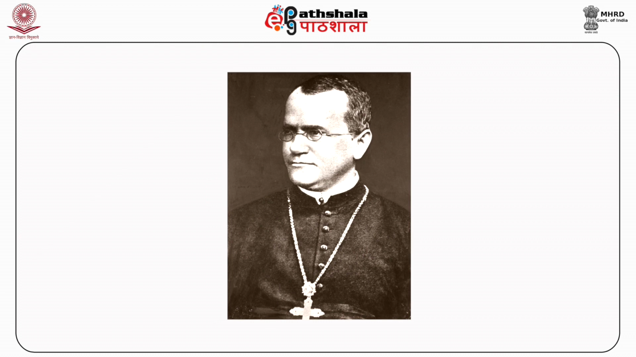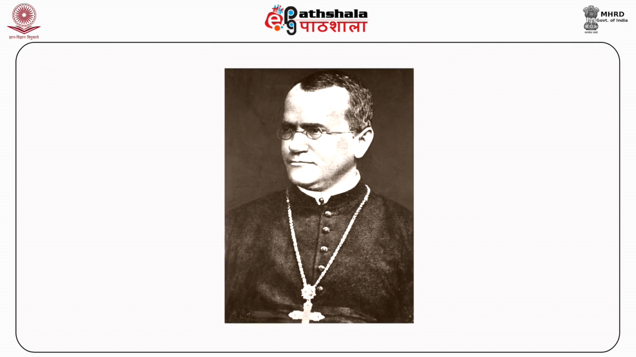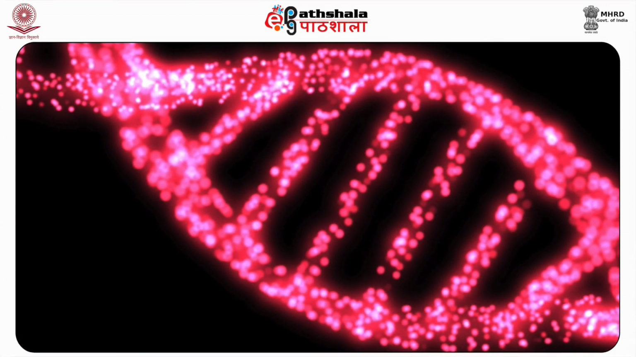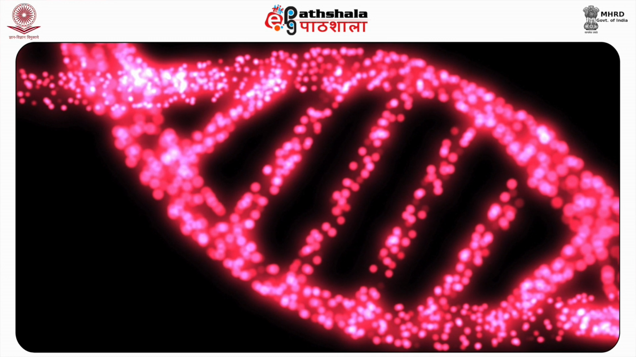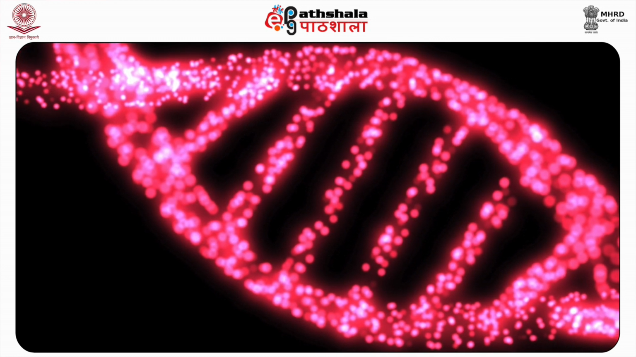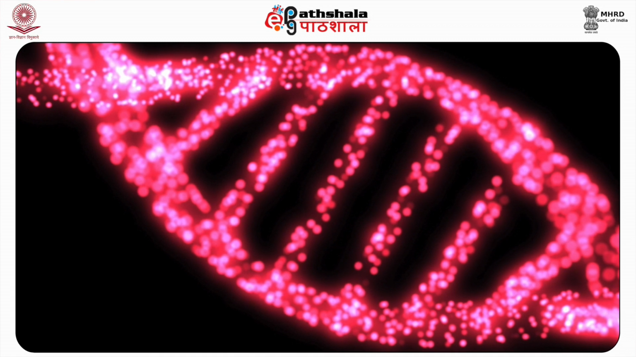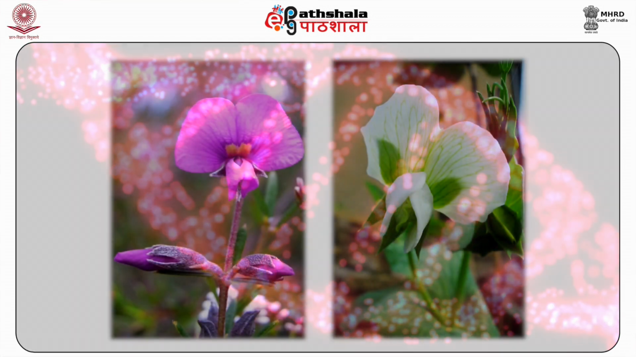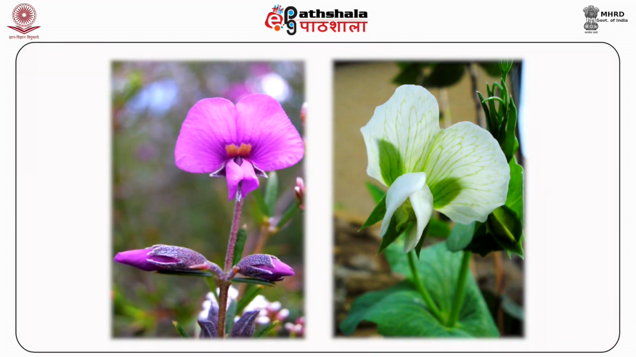He then conceived the idea of heredity units, which he called factors. Mendel found that there are alternative forms of factors, now called genes, that account for variations in heredity characteristics. For example, the gene for flower color in pea plants exists in two forms, one for purple and the other for white. The alternative forms are now called alleles.